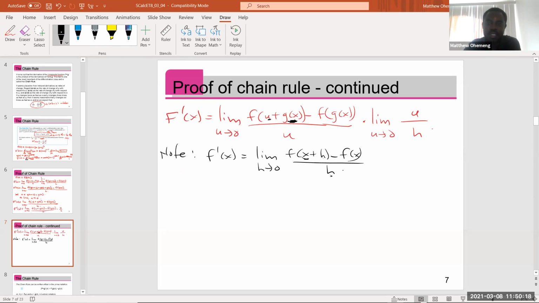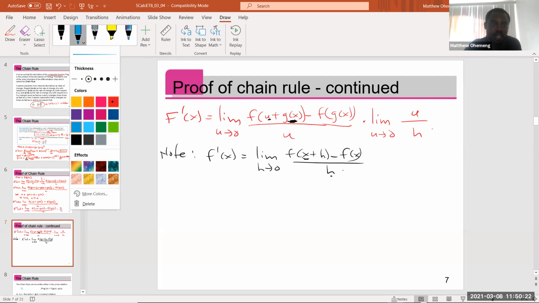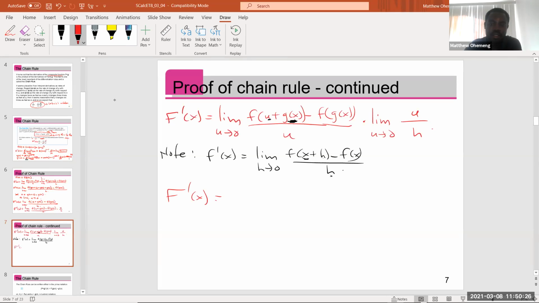Comparing these two formulas, that means that you can say that this first piece is the same as f prime of g of x. This one is the same as this, because the u is h and then the x is g of x. You see? So you have this.